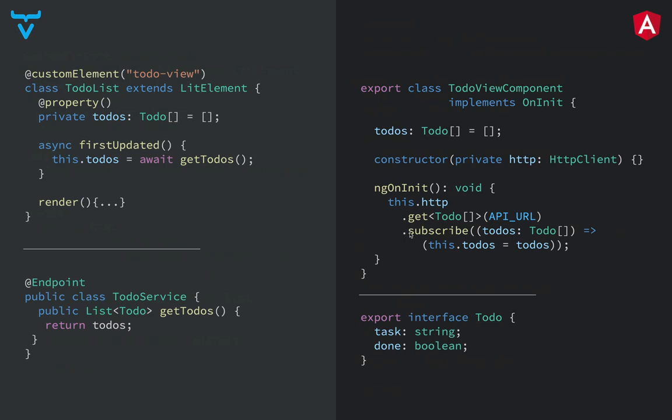That returns an RxJS observable, so we can subscribe to that and then set our to-dos here in order for them to get rendered. So again, a little bit different. We're not using the browser native way of calling a server using fetch, but we're using this HTTP client and RxJS.